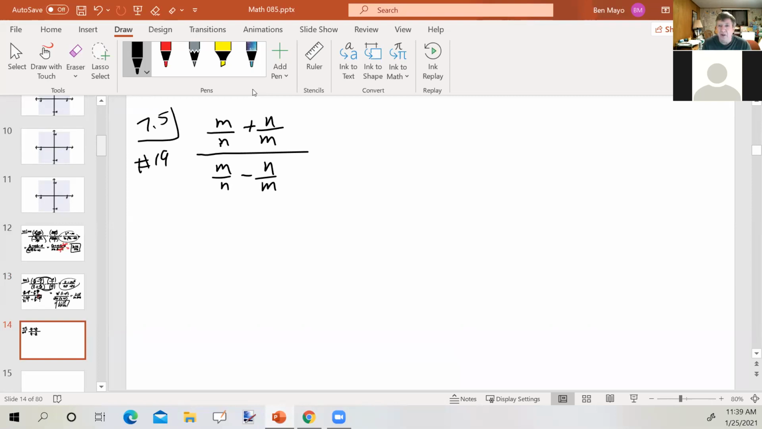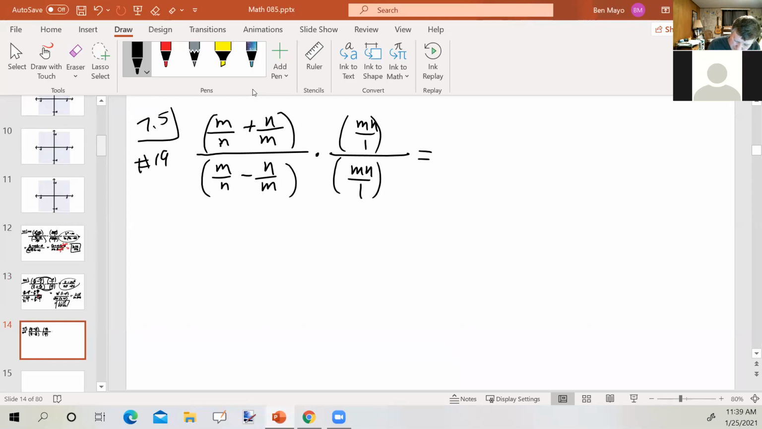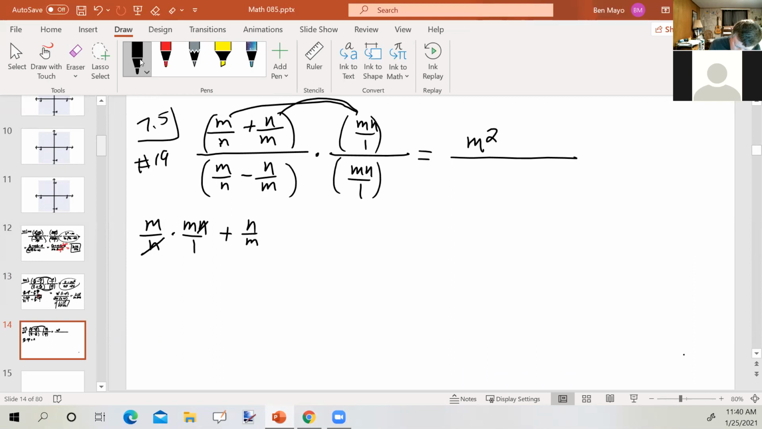Okay, so our little denominators are n, m, n, and m. So the LCD would be m times n. So m times n over 1, m times n over 1. Okay, so distributing, we're going to take m over n times mn over 1. The n's reduce out, and we're left with m squared. Okay? And here, plus n over m times mn over 1. The m's reduce out, and we're left with plus n squared.